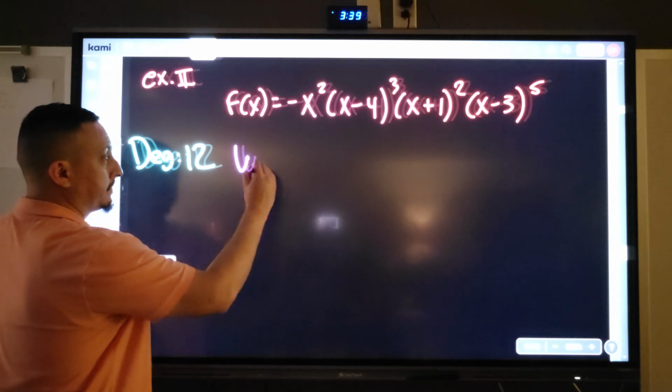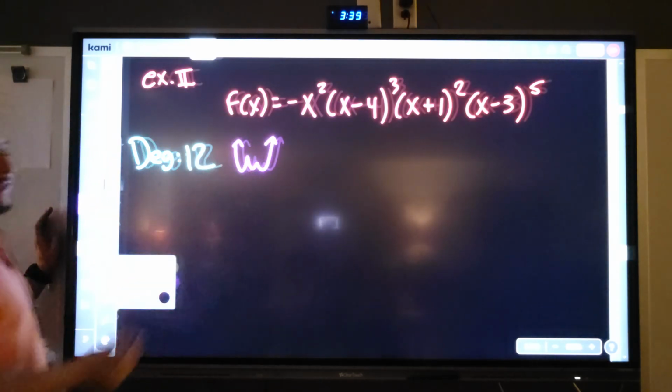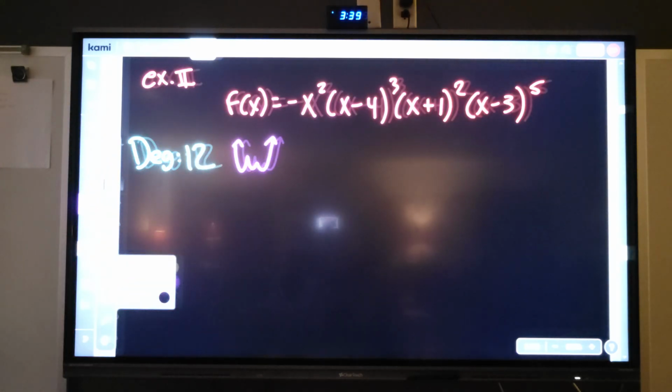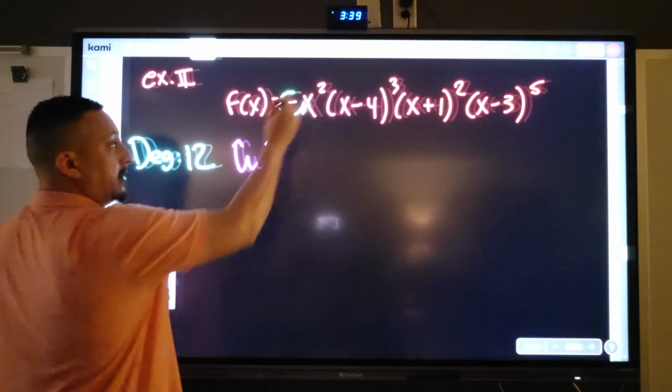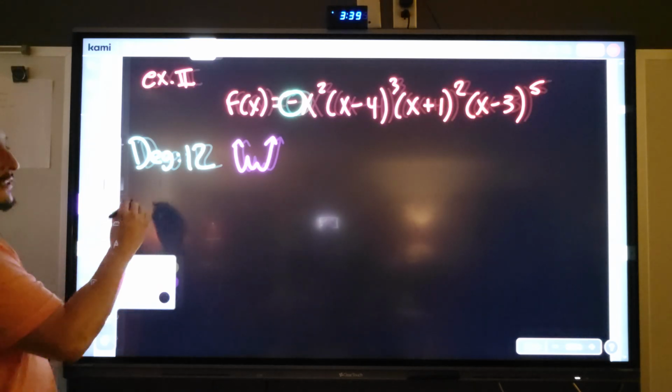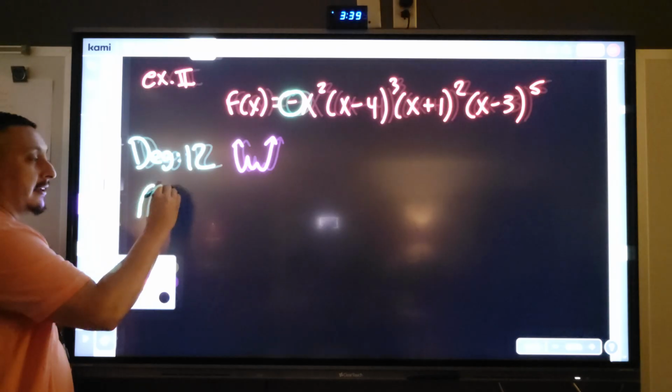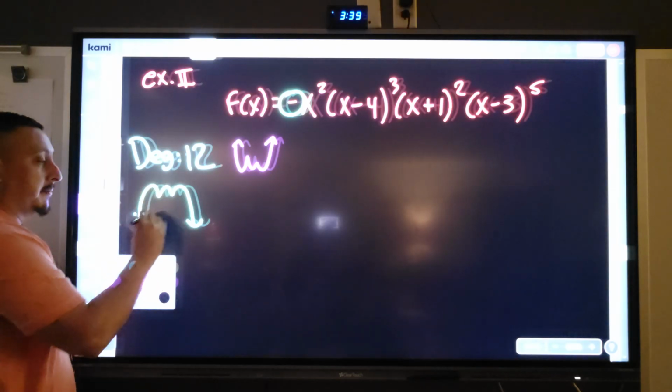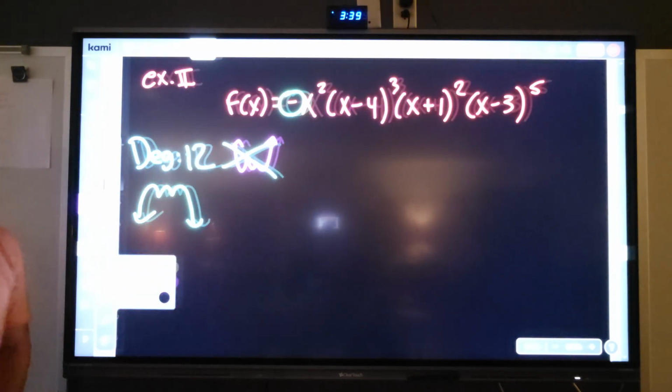Normally. Why did I say normally it'll be like a W? Because we have a negative in the front. We have to be careful with that negative in the front. That negative in the front is going to flip the W. So instead of a W, I'm going to have like a letter M, because it flips it.